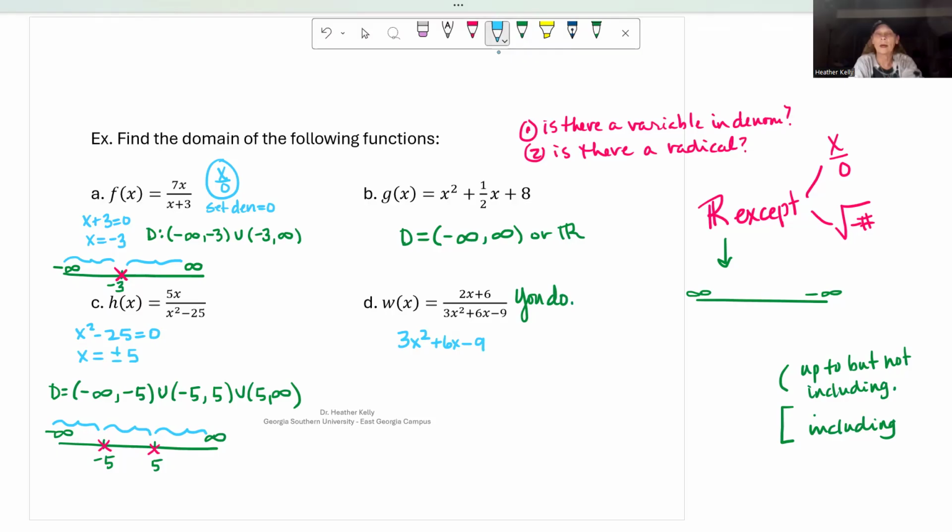So let's factor that first. We recognize that there's a variable in the denominator and there are no radicals. Give you a couple minutes here to factor this. If you're not factoring very efficiently yet, you really need to keep on practicing.